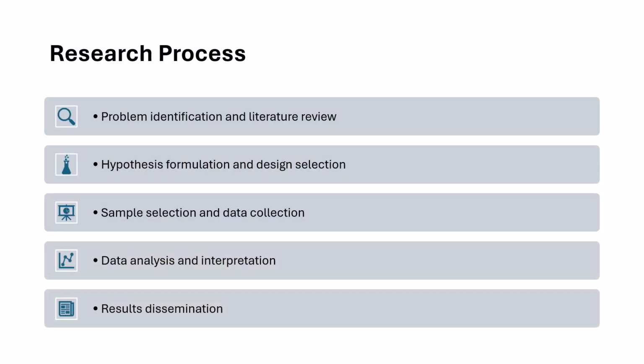The research process follows key stages that you need to know for the exam. It starts with identifying a problem and reviewing relevant literature. Then comes formulating a hypothesis and selecting an appropriate design. After that, you select your sample and collect your data. Next, you analyze and interpret that data. Finally, you disseminate your results. The exam often tests your knowledge of this sequence and the components of each stage. Knowing the logical flow of the research process will help you answer these questions correctly.